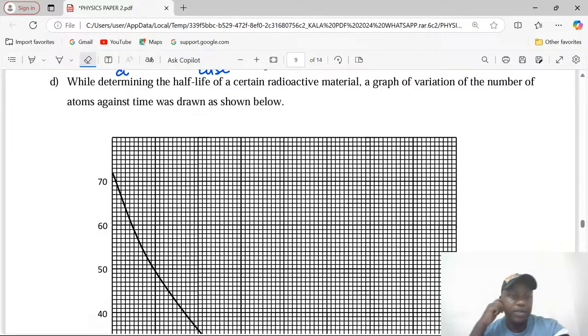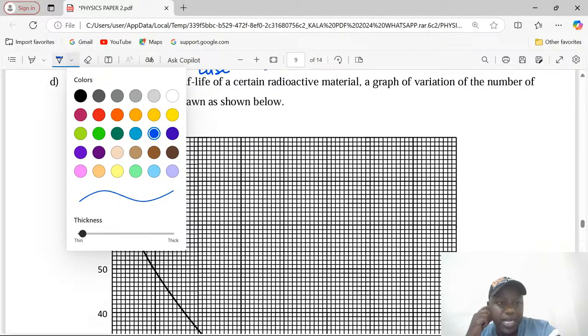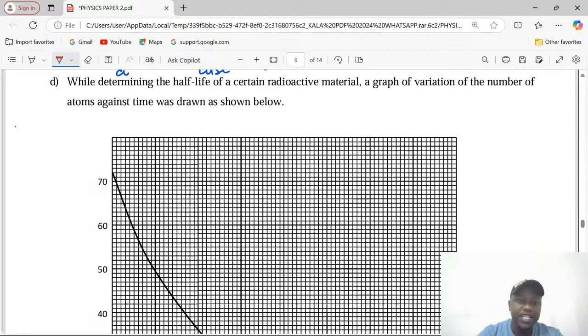All right. The question is talking about what? We can read it together. While determining the half-life of a certain radioactive material, the graph of the variation of the number of atoms against time was drawn as shown below. So a graph was drawn as shown below.